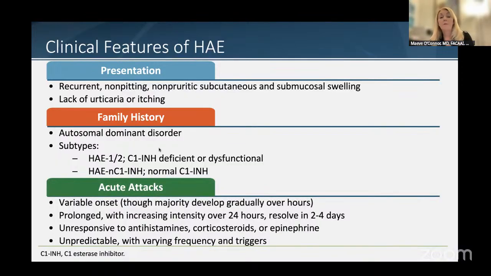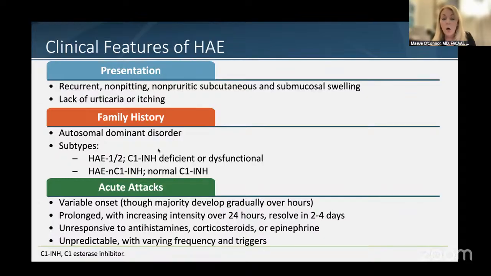Acute attacks have a variable onset. The majority will gradually develop over hours, but they can occur in different temporal time frames. They can be prolonged with increasing intensity over 24 hours and usually resolve in 2 to 4 days. Another hallmark is that these acute attacks are unresponsive to antihistamines, corticosteroids, or epinephrine.